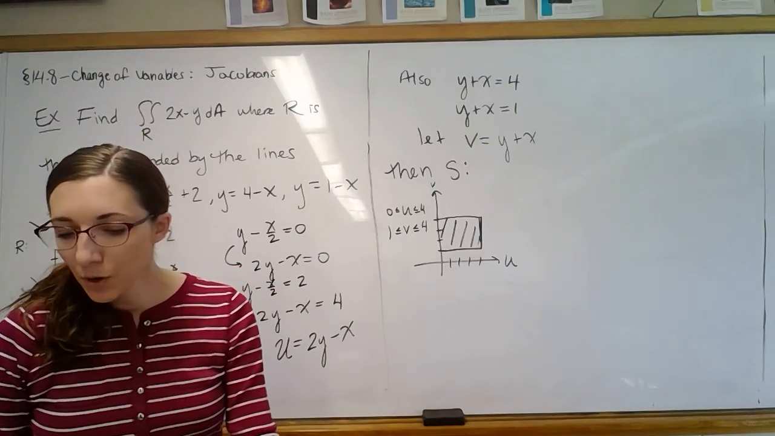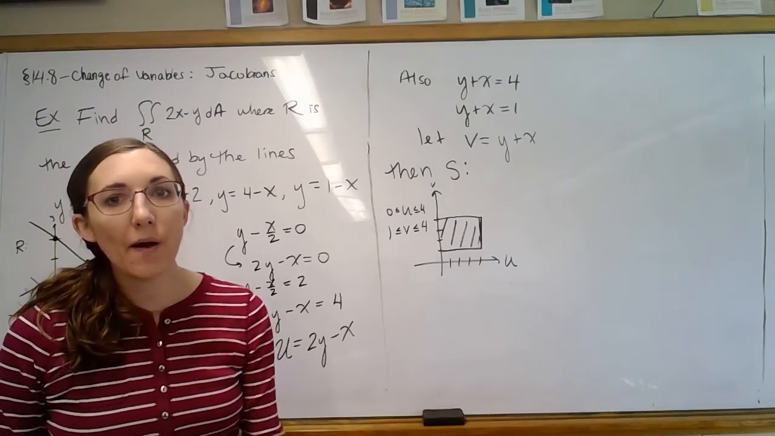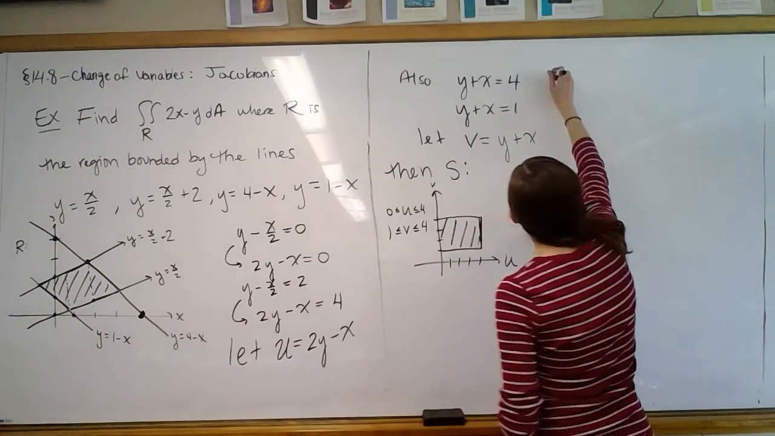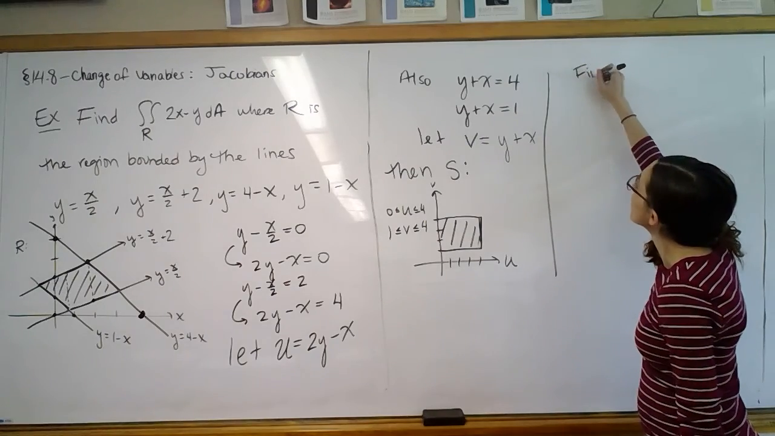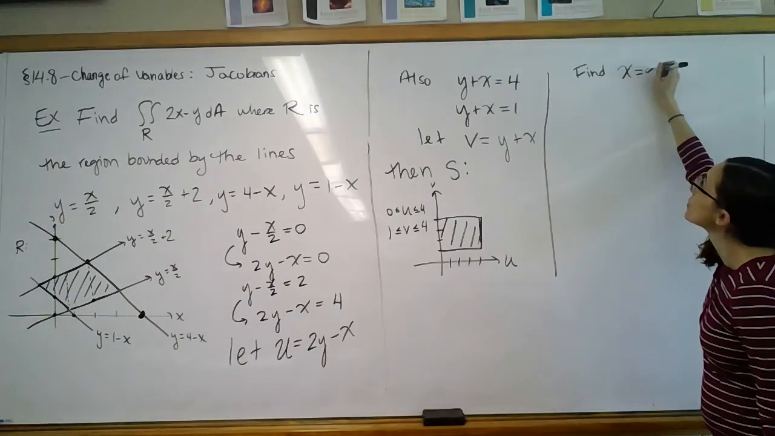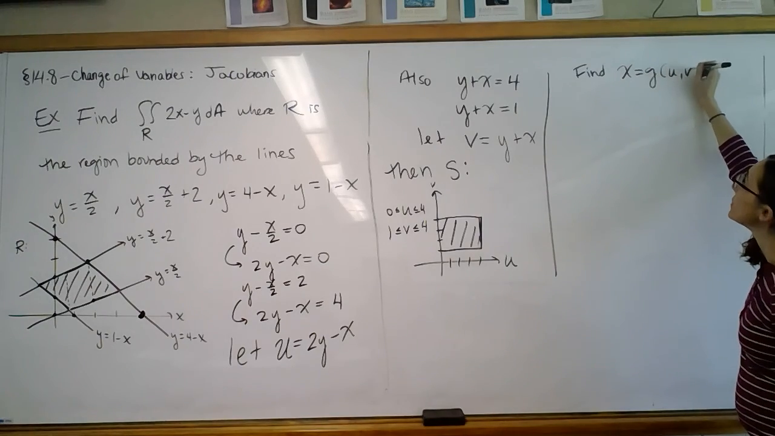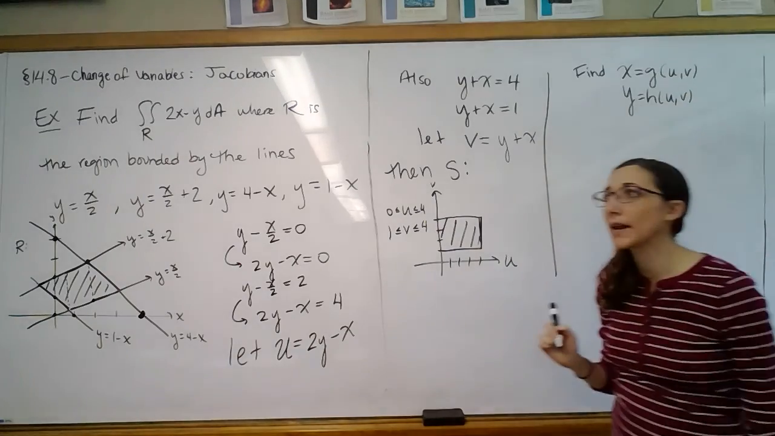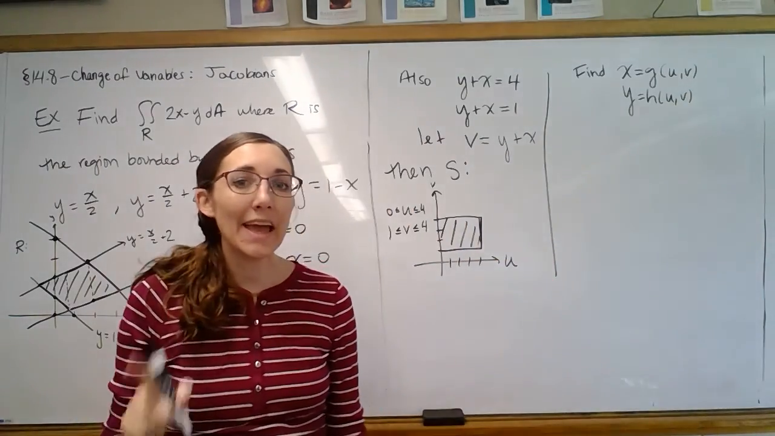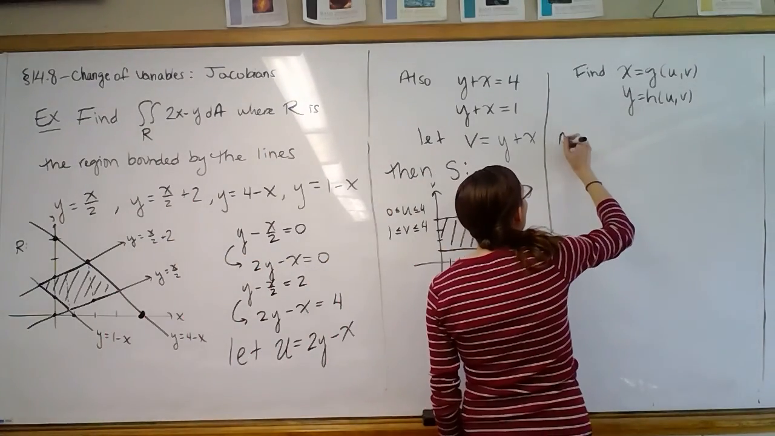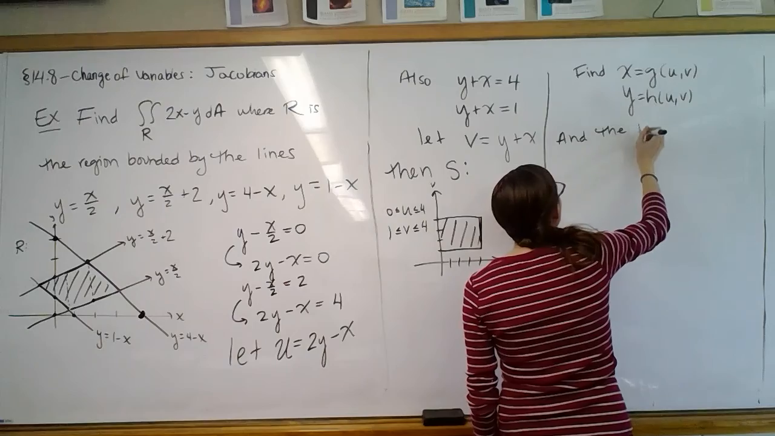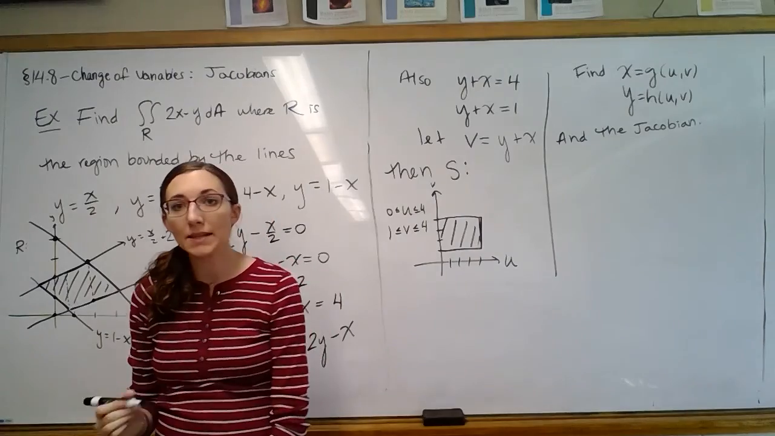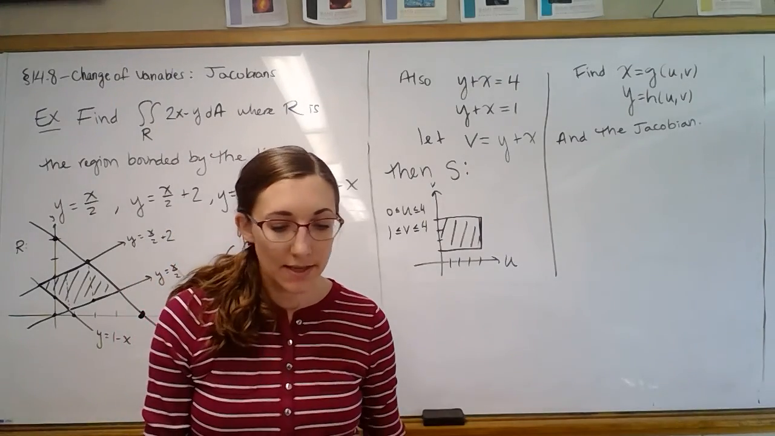Now, what we're going to need to figure out is how to adjust my integral, which means two different things. We have to find how to write x equals g of u and v, and y equals h of u and v. So we have to find how to replace x and y, and we have to find the Jacobian, because the Jacobian is going to be that scale factor that helps me adjust that integral.